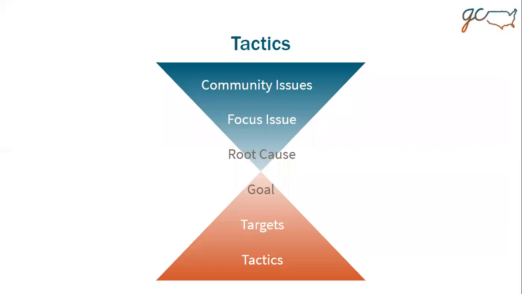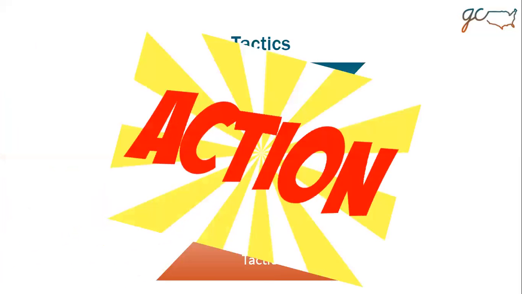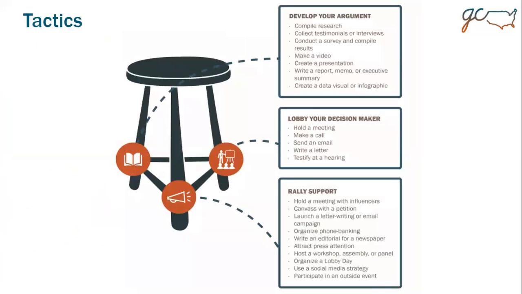And once you develop the tactics, as you see us going through the hourglass, the tactics are really the action. This is where you're now doing it. So you are thinking about all the different ways that you can take action to make movement on this issue. And so you'll see a number of different types of action items or tactics through this bar stool. We think of 3 key prongs for taking action, and each one is as equal as the other. There's develop your arguments, there's lobbying your decision maker, and there's rallying support.